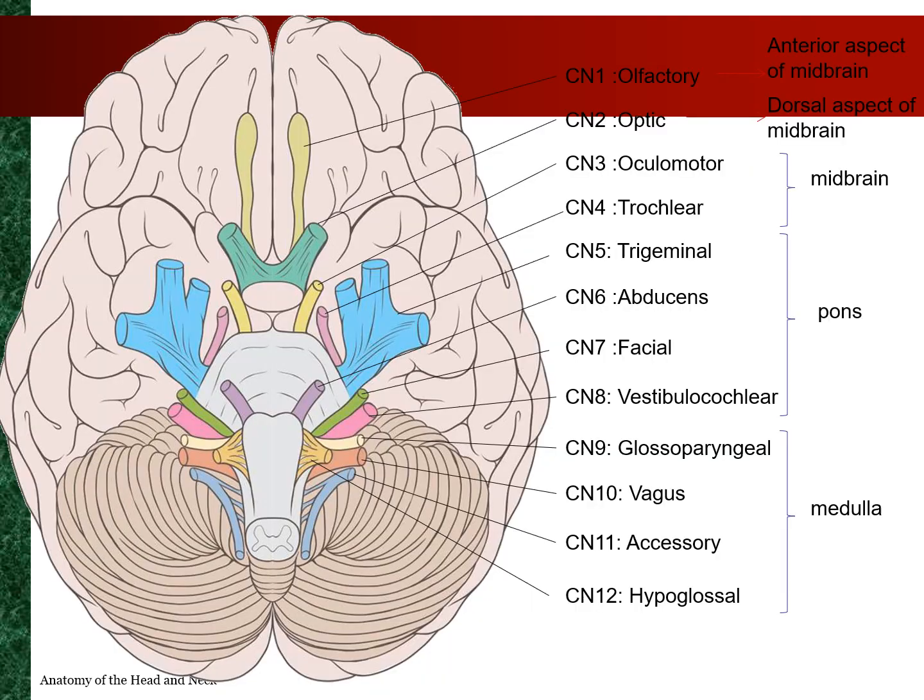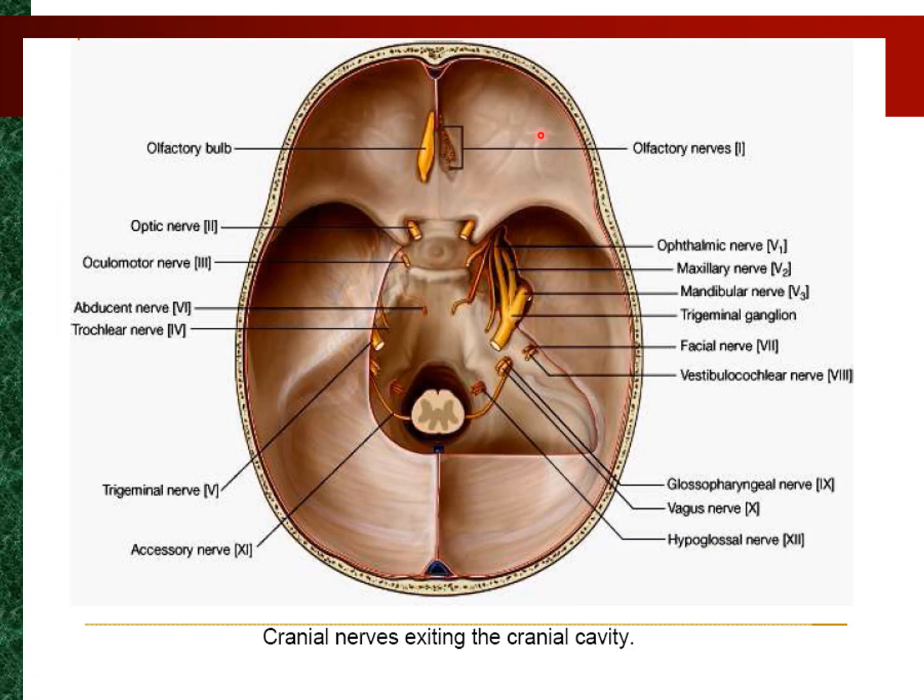In the interior of the skull, several structures pass through, including the 12 cranial nerves: olfactory, optic, oculomotor, trochlear, trigeminal, abducent, facial, vestibulocochlear, glossopharyngeal, vagus, accessory and hypoglossal. They all arise from the midbrain, pons and medulla, and pass through foramina, including the cribriform plate of the ethmoid bone.